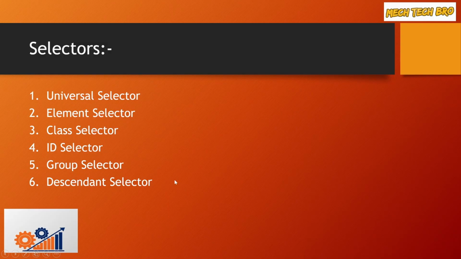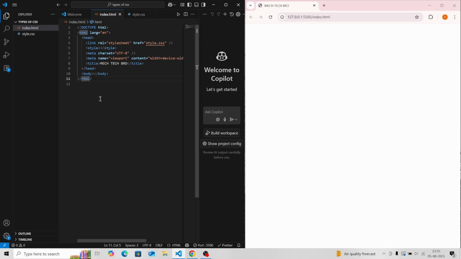Okay, here I already provided boilerplate code. Let me use the universal selector first. Universal selector is nothing but it applies styles to all the elements on the page. Don't worry, I will show you in Visual Studio Code. Let me show you here.